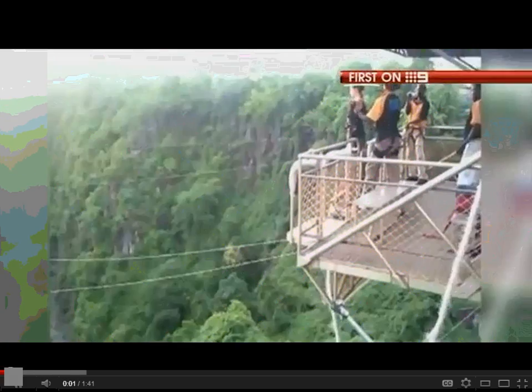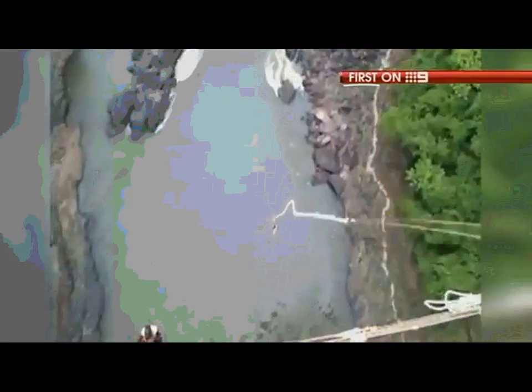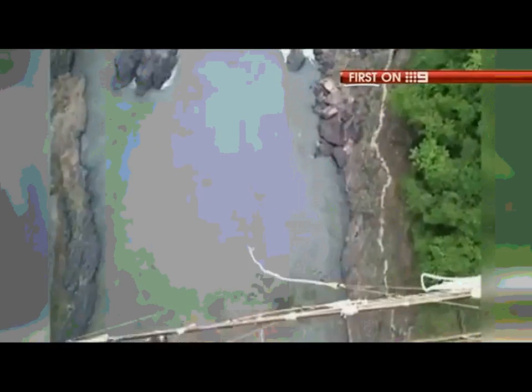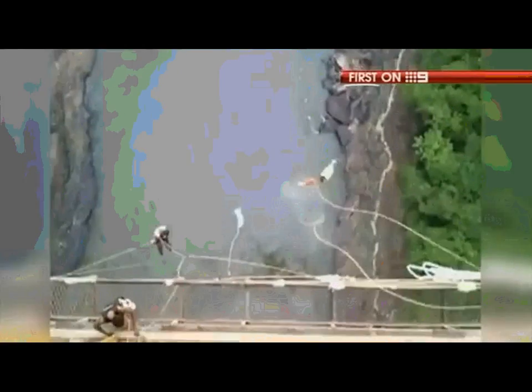It's supposed to be the ultimate thrill for visitors to Victoria Falls. But this jump is about to go horribly wrong. Ragdoll. As the cord snaps, Erin Langworth plunges the remainder of the 111-meter fall headfirst into the crocodile-infested Zambezi River.